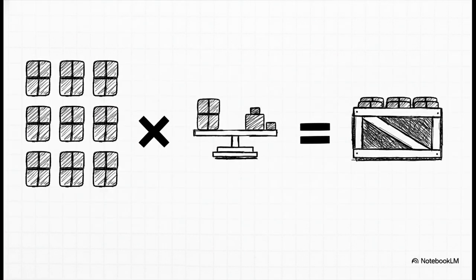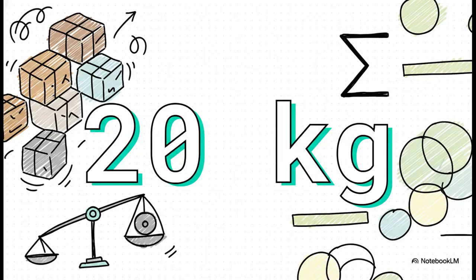So, step 1. Let's use our key formula to find the total weight of all 8 parcels. We need to do 8 times 2.5. Remember, no calculator. A good way to think about this is, what's 8 times 2? That's 16. What's 8 times 0.5, or half of 8? That's 4. Add them together. And that gives us our first big number, 20 kilograms. That's the total weight of every single parcel put together. See what we did there? We used the mean to work backwards and find a total.